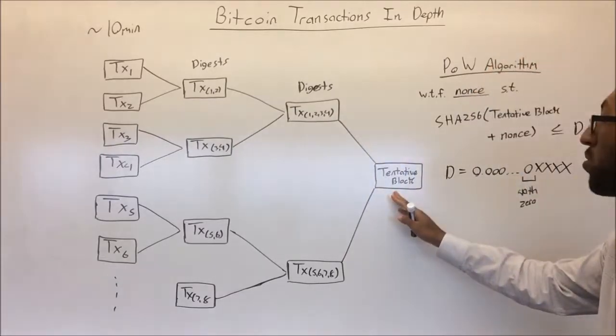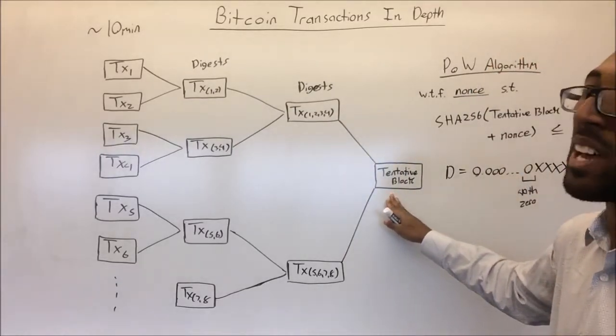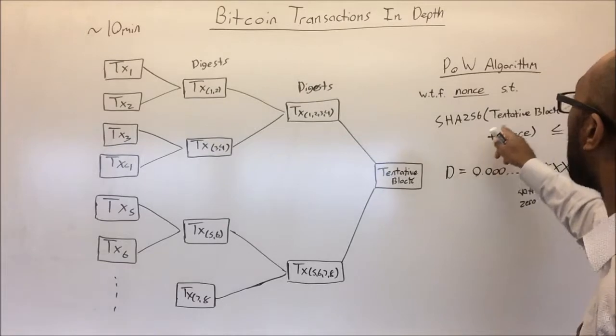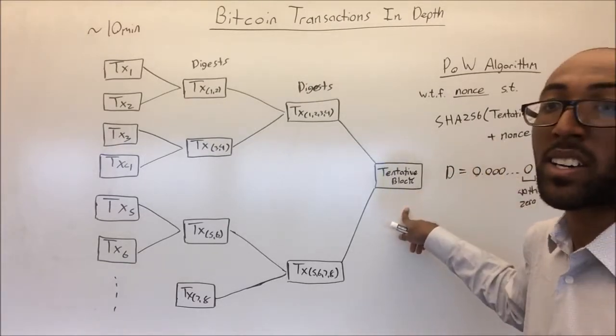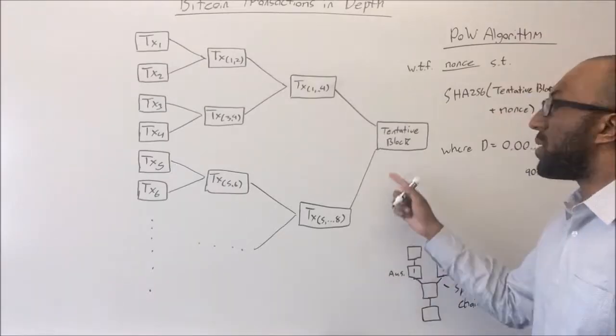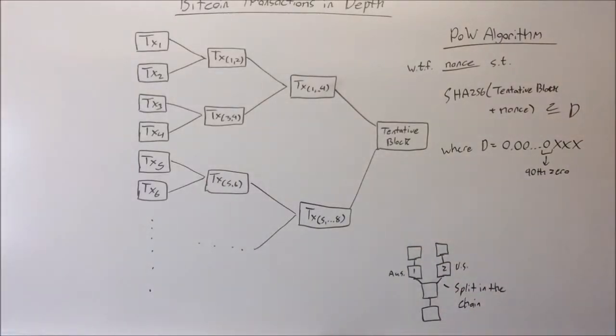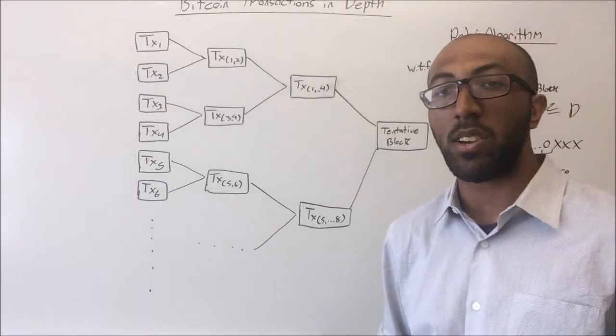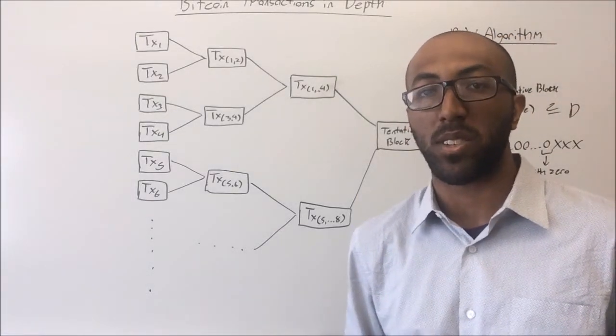So even though you might think this block might not really technically be a number, and you can't just add a number to a tentative block, it's all data. Whatever data makes up this tentative block can be hashed with the nonce to give an output that can be less than, equal to, or greater than the difficulty.